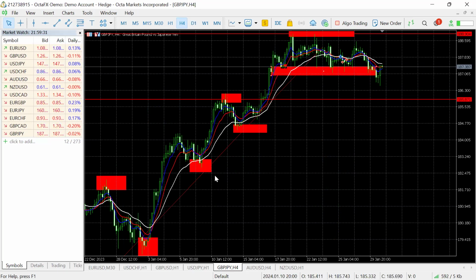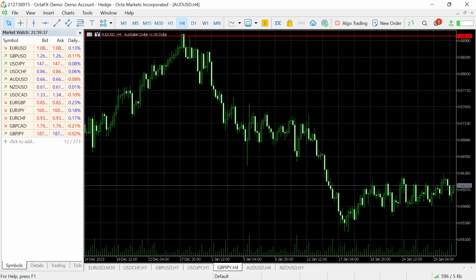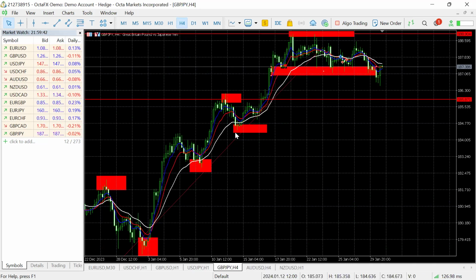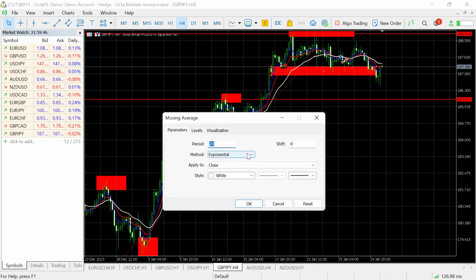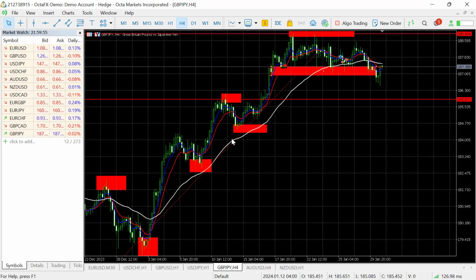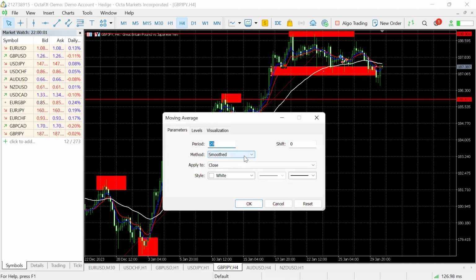So we use moving average most times as support and resistance. This moving average is not clear. Maybe I should use something else. Let me change the style. Okay, properties. Let me make it smoothed, if it's going to change how it looks. Okay, or let me make that linear weighted, if it's going to help us.